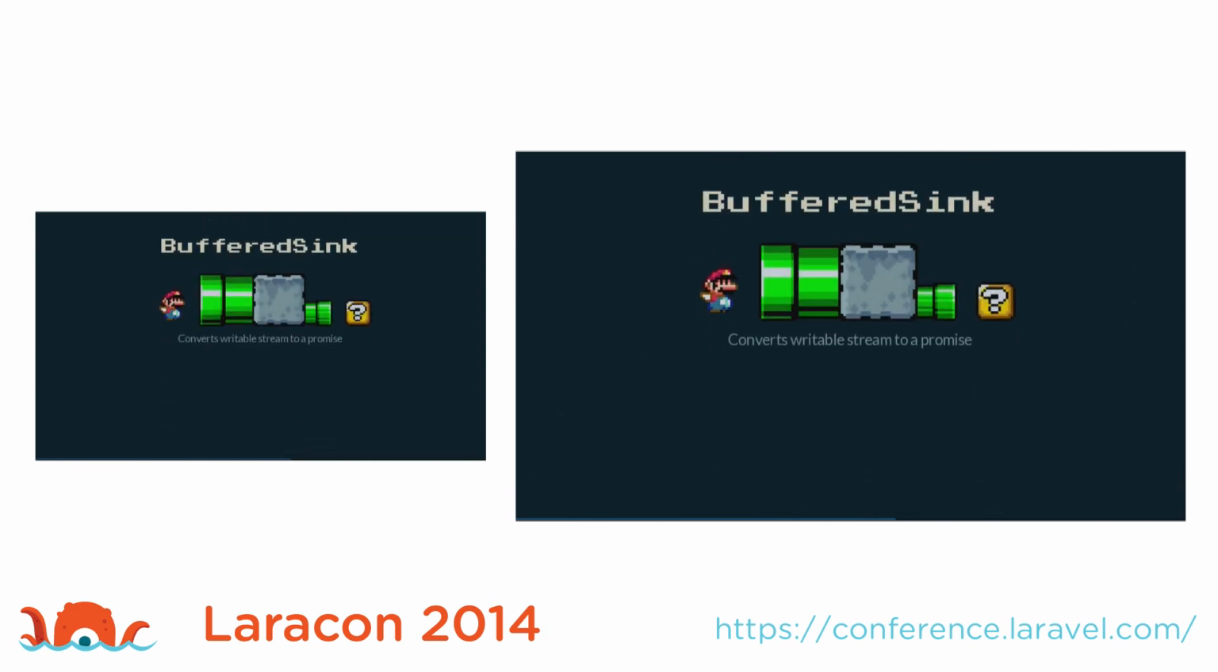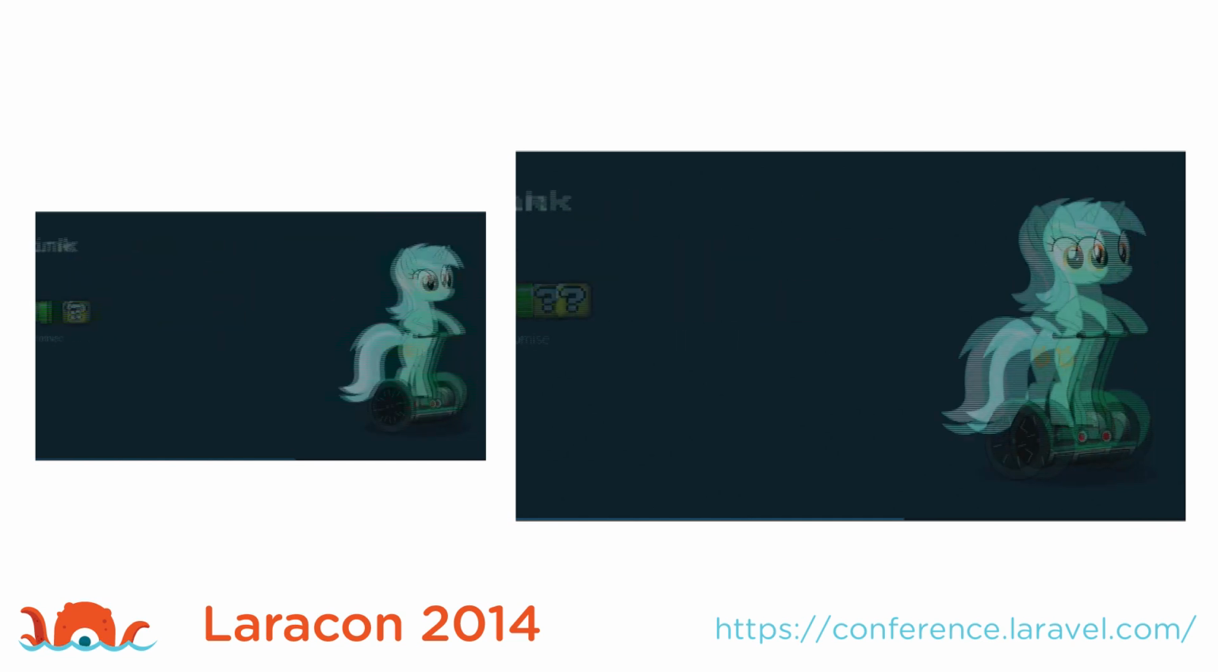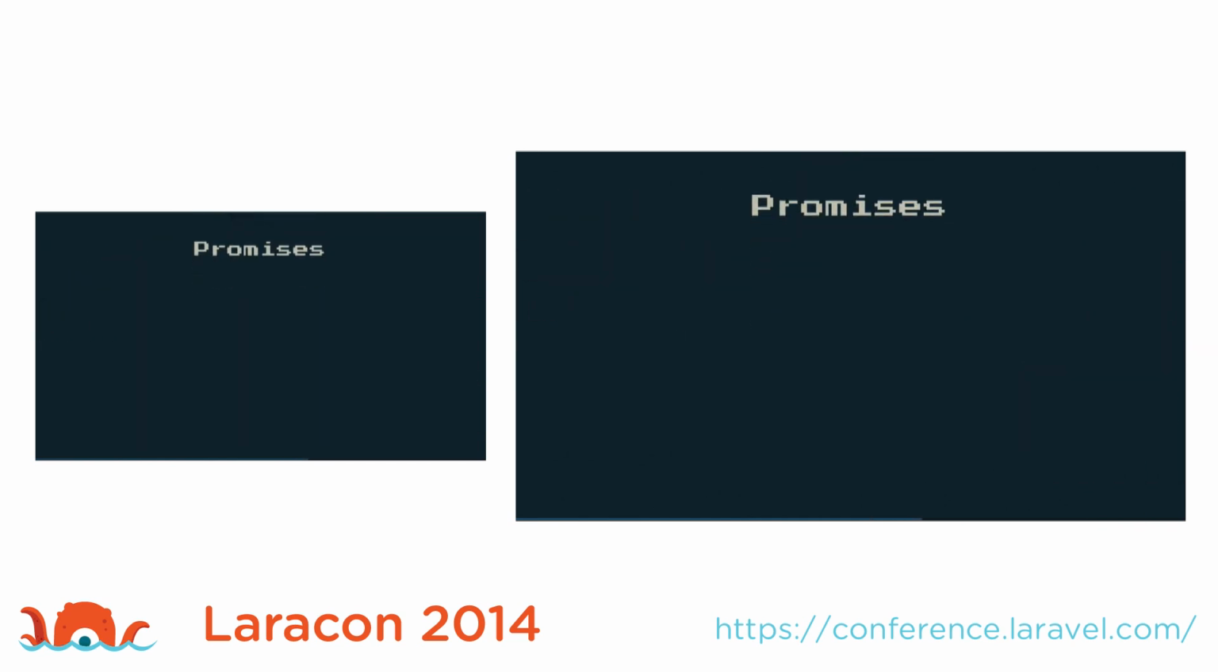And then the other concept is a buffered sync. What this is usable for is taking a writable stream and giving us an immediate return value, which is a promise. So, a quick segue to talk a little bit about promises. How many people are familiar with this term? It comes up in jQuery, they have their implementation, and certainly in a lot of Node.js frameworks.